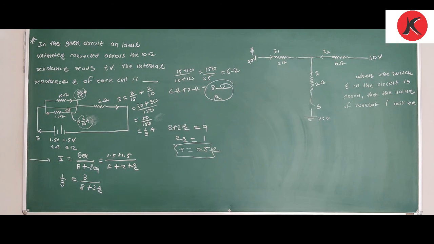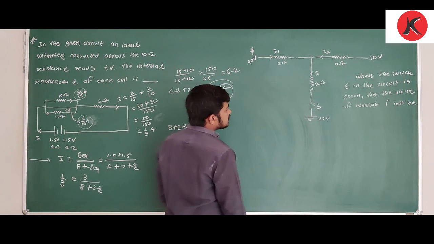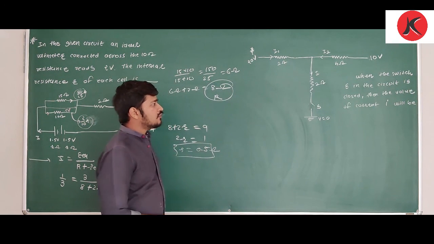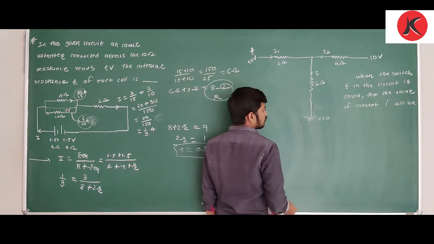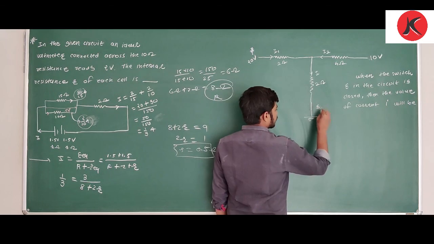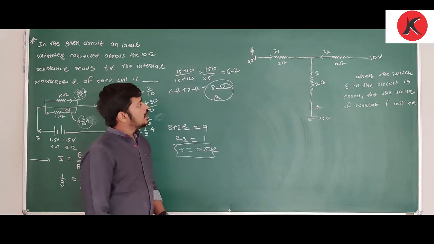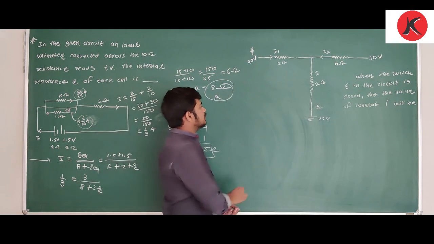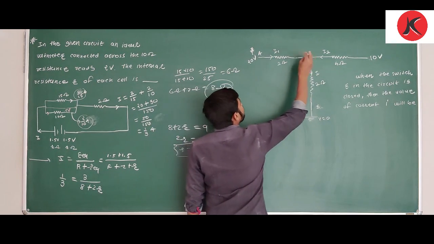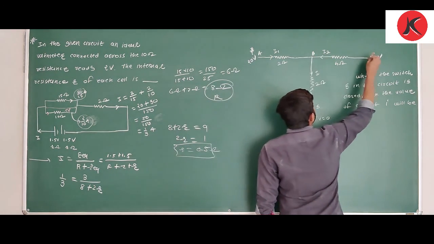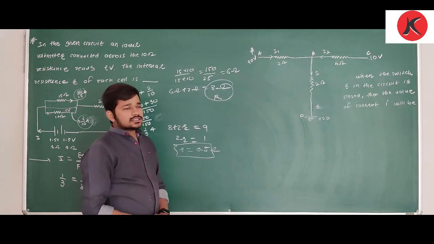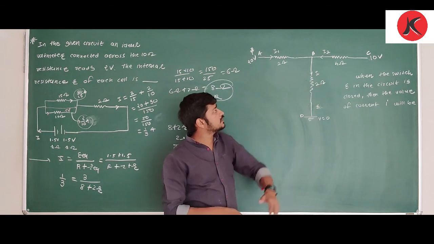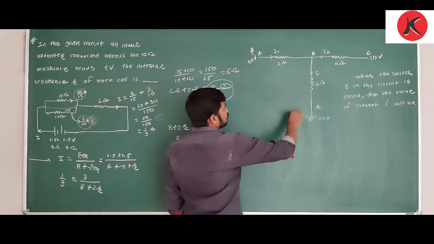You are given one circuit. See, in this circuit, when the switch S is closed, what will be the value of current I? Now when the switch is closed, here V is equal to 0. At these points, let us name them A, B, C, and D. You have to find the current I, this one I.